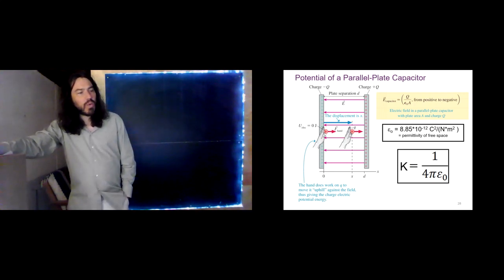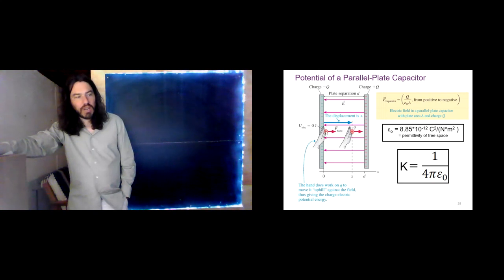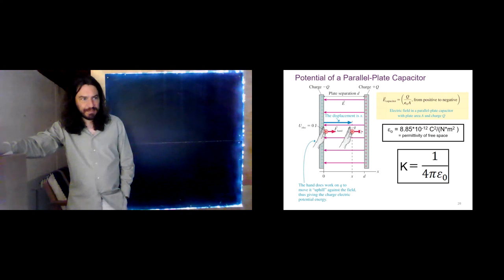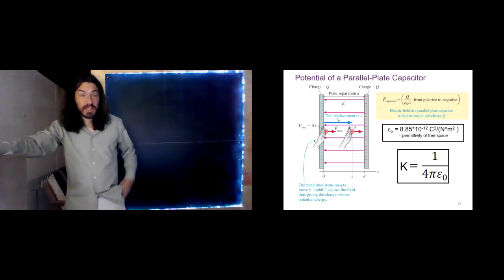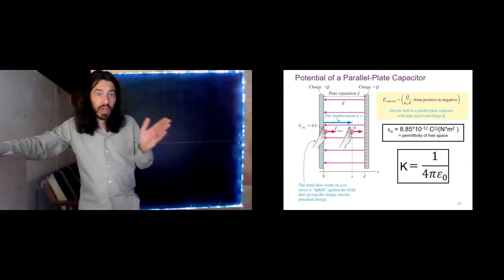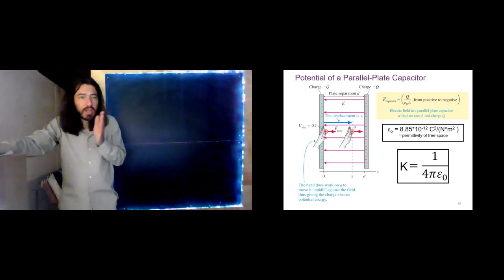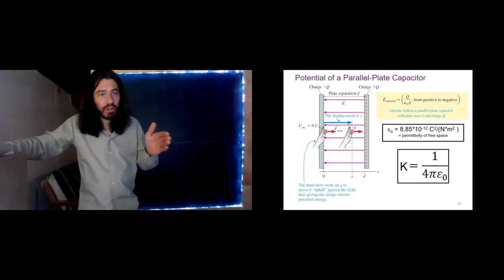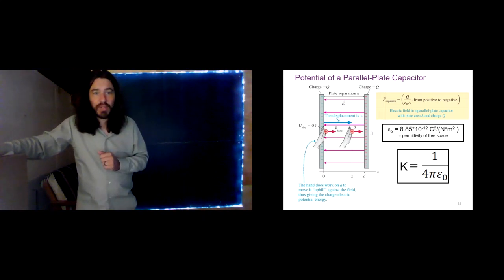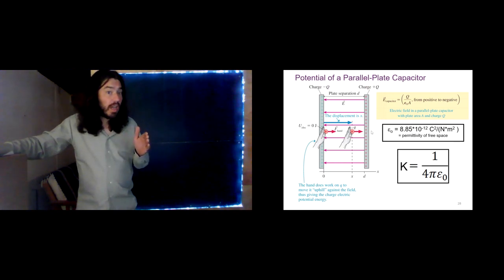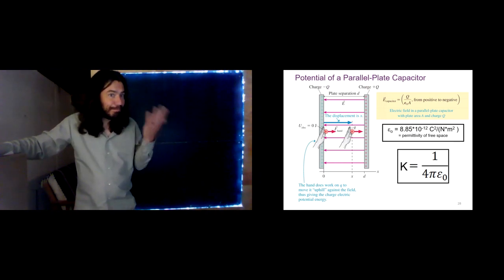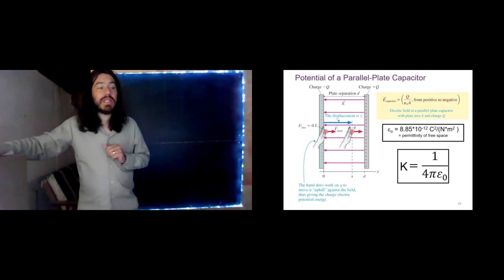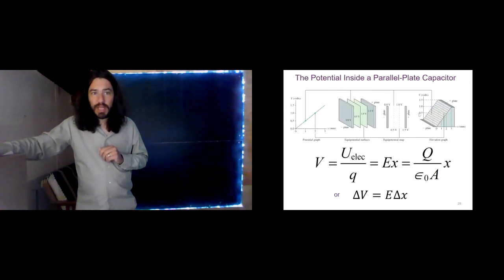Let's remember, though, that it takes work to move a positive charge from the negative plate to the positive plate of this capacitor. Since it takes work to push that charge across the capacitor, where does that work go? It must be going into potential energy of that proton. As I push this proton across, its potential energy increases, so it must be moving to a region of higher potential. So the potential also changes within a parallel plate capacitor.